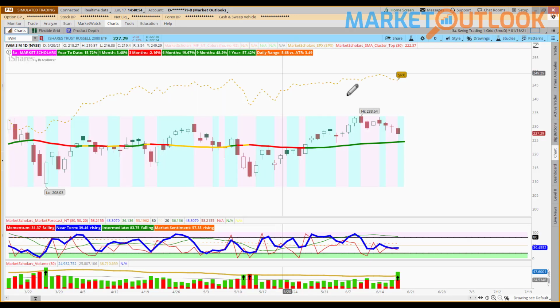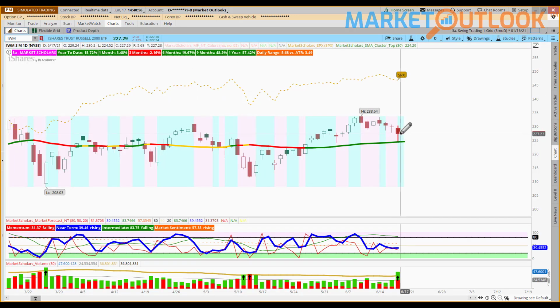So where it stands right now, if this were expiration right now, we would win this. We would go to max gain immediately. But you can see how close it is. We're at 227.29 right now. So in other words, if it were to rise even 71 cents, then we could already be a little bit in the money at that point.